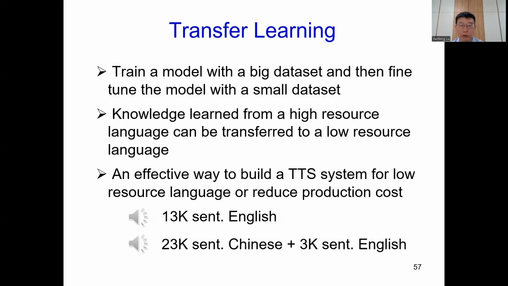Here is an example which shows how we do transfer learning, the effect of transfer learning. In the first sample, it's just a normal English TTS system. We train the model with 13K sentence English data. And in the second example, we did transfer learning. First, we trained the model with a 23K sentence Chinese dataset. And then we just use a 3K sentence English dataset to fine-tune it. So we are doing transfer learning here. We can hear the samples and feel the effect of this transfer learning.